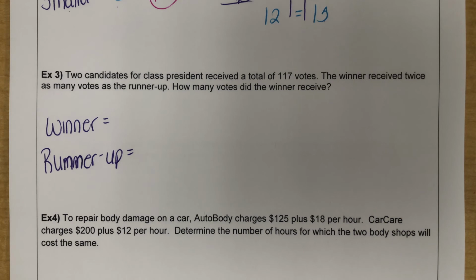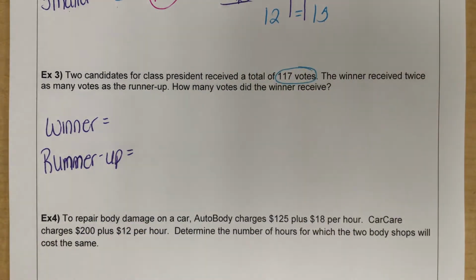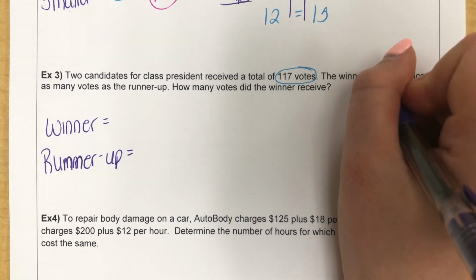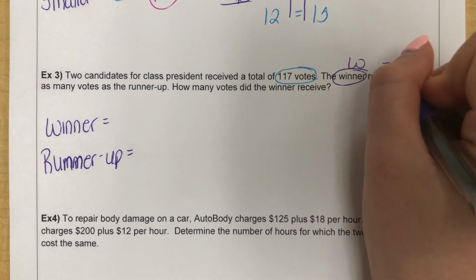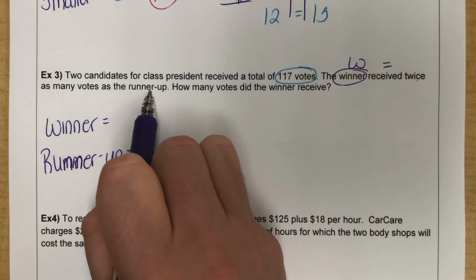Now I'm going to reread the question to start figuring out what my let statements will equal. 2 candidates for class president received a total of 117 votes. All right, I know I'm probably going to use this number at some point. 117 represents the votes. Here we go. The winner received. So the winner is going to equal twice as many votes as the runner-up.